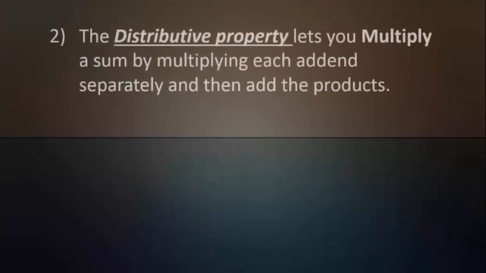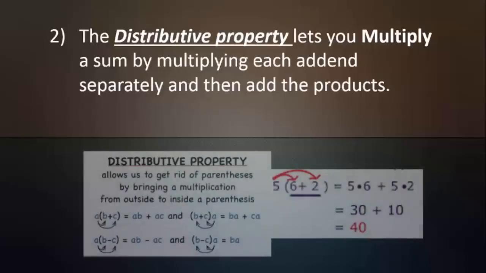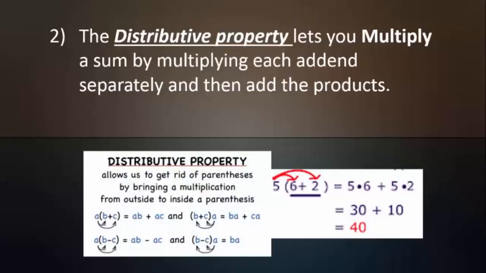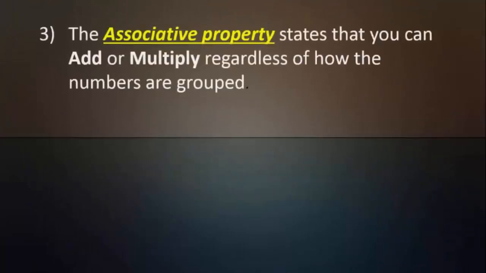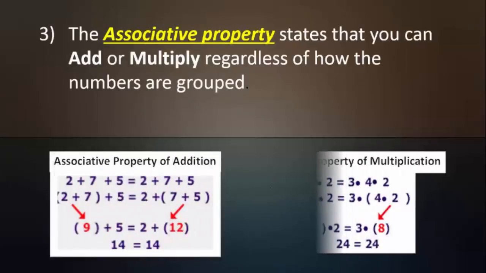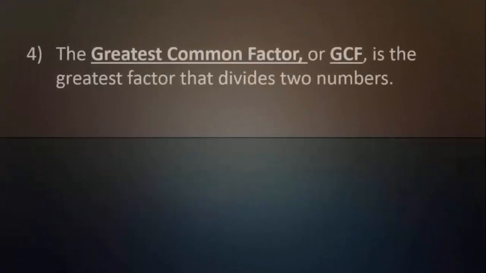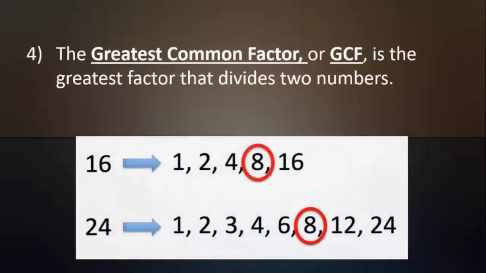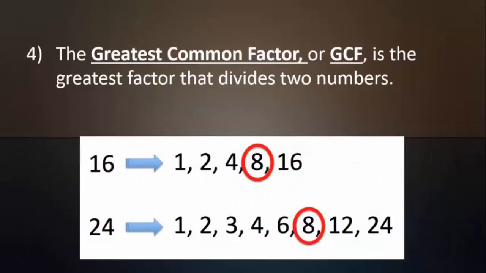Next we have the distributive property. It lets you multiply a sum by multiplying each addend separately and then add the products. The associative property states that you can add or multiply regardless of how the numbers are grouped. The greatest common factor, or the GCF, is the greatest factor that divides two numbers.